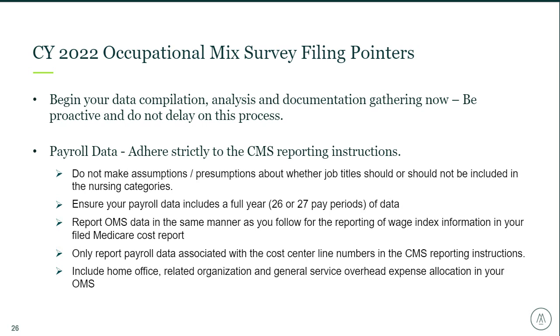You need to report the OMS data in the same manner as you follow for the reporting of wage index information in your filed Medicare cost report. It should be very, very consistent and similar. Only report the payroll data associated with the cost center line numbers that are laid out in the CMS reporting instructions. Todd had a slide on this earlier. And then in terms of home office, related organizations, general service overhead, expense allocations, those all do need to be accounted for in your OMS filing.